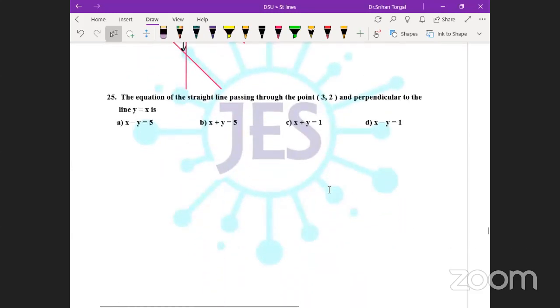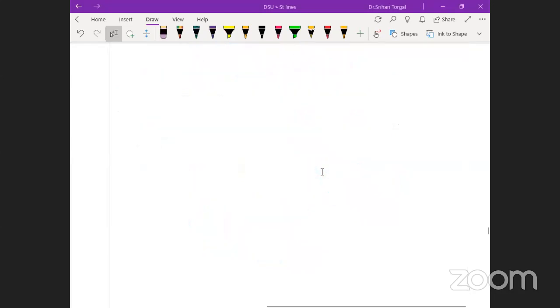Next question. Question number 25. The equation of the straight line passing through the point (3, 2) and perpendicular to the line... I will tell you, I'll discuss with you now, just now.